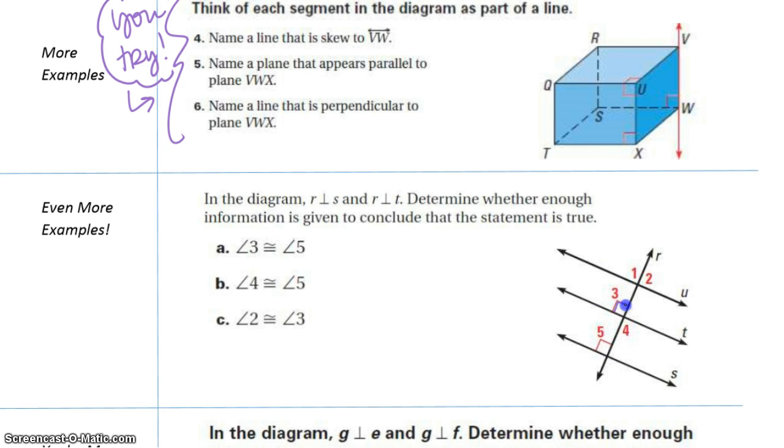Well, here's 3 and it has a 90-degree mark. And here's 5 and it has a 90-degree mark. So yes, they're congruent, right? That's a true statement. You're good to go. That's a yes. Let's look at the next one.